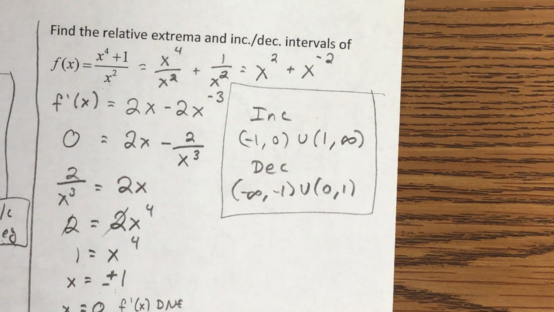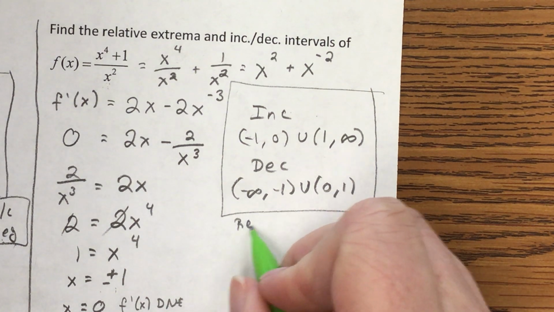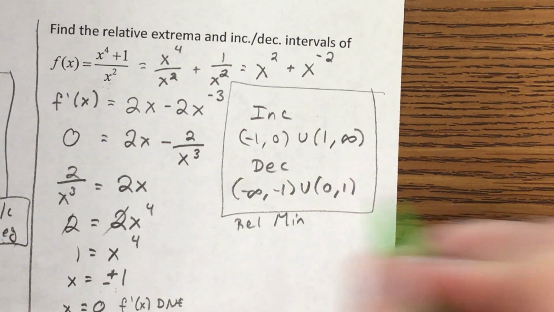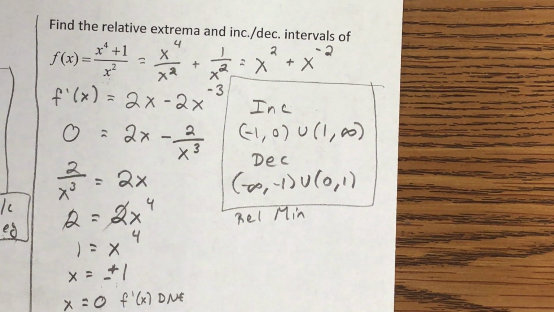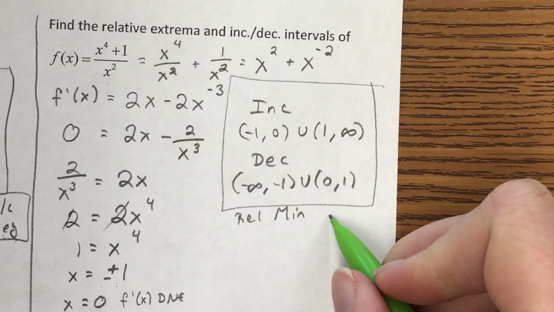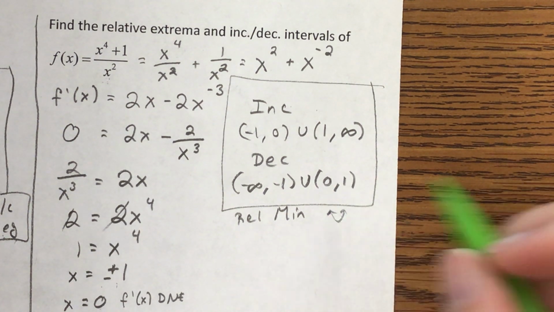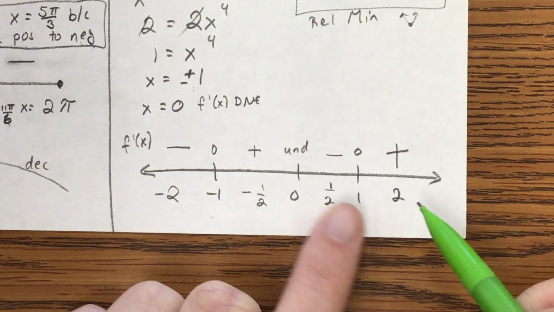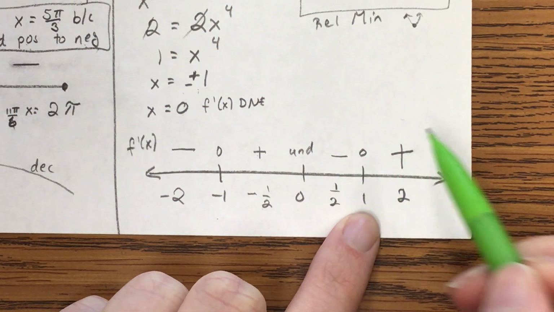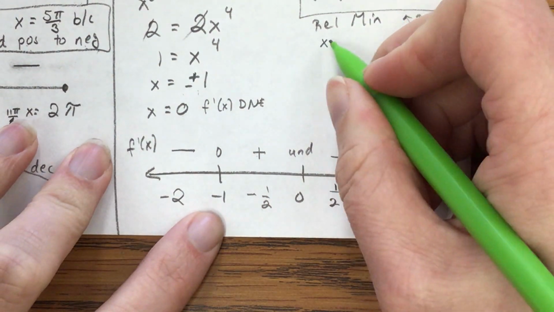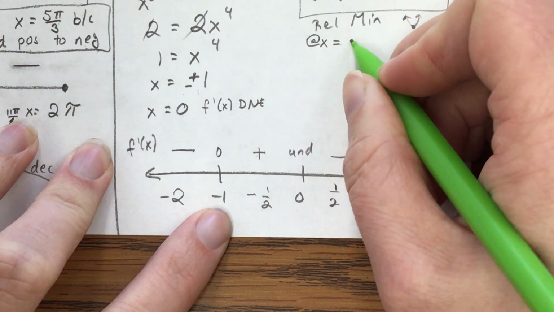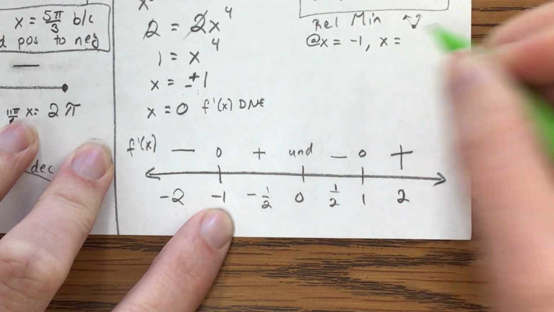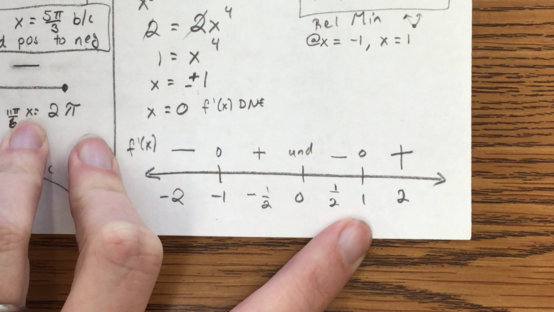Then our goal is to figure out relative maxes and mins. Relative mins happen where your slope changes from negative to positive, right? Graph's got to do something like this. That's going to happen here, negative slope to positive slope. It also happens over here, negative slope to positive slope. So it's going to be at x equals -1 and x equals 1.